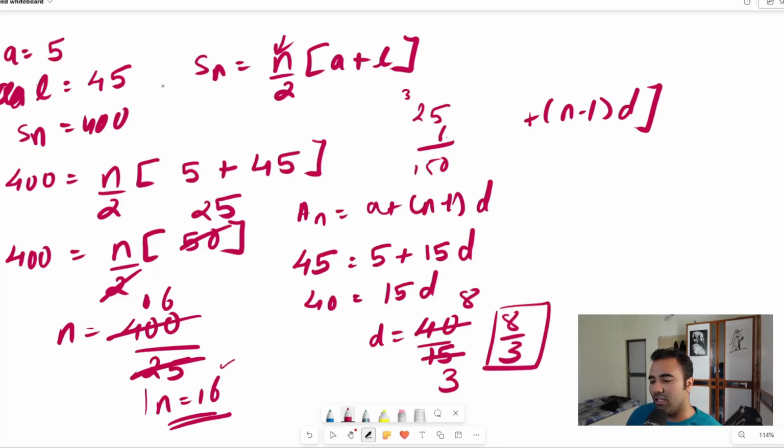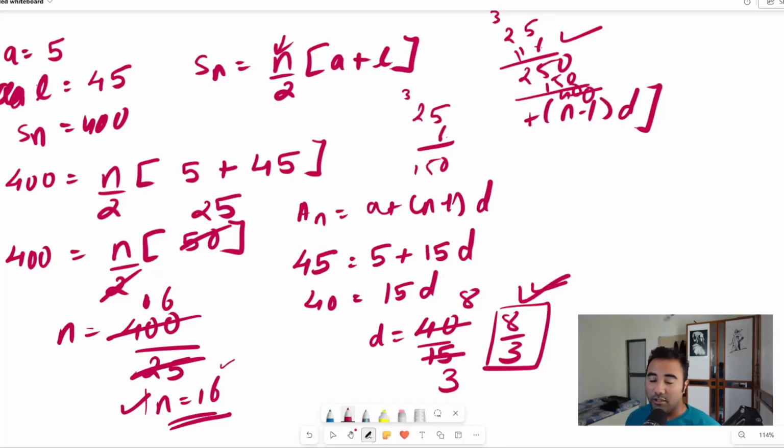I would really want to check this answer because it is a fraction. Let's check this. 25 into 16 is 400. So 16 is correct. So n is 16 and the common difference is 8 upon 3. Okay, there is no other reason for it. Let me make some space.